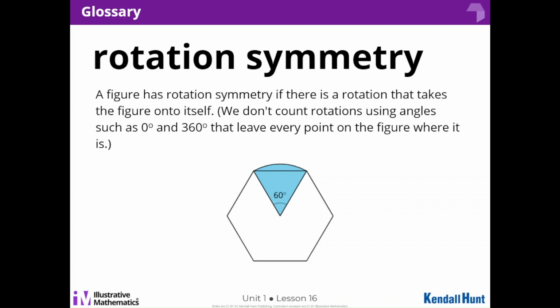So the points move, but the shape itself stays exactly the same. So we could rotate it 60 degrees, we could rotate it 120, 180, 240, or 300. We just wouldn't count the 360 because then every point would be right back in the same spot.